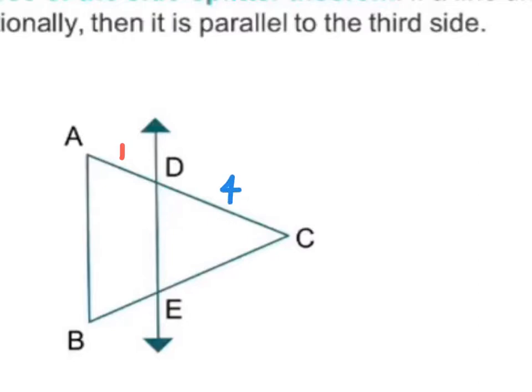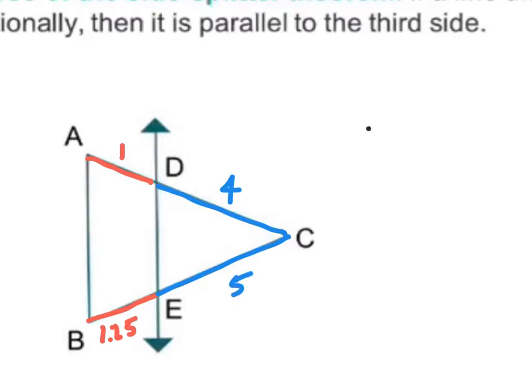Okay, let's say that segment AD is 1 and that DC has a length of 4. And then let's say that BE is, say, 1.25, and that EC has a length of 5.